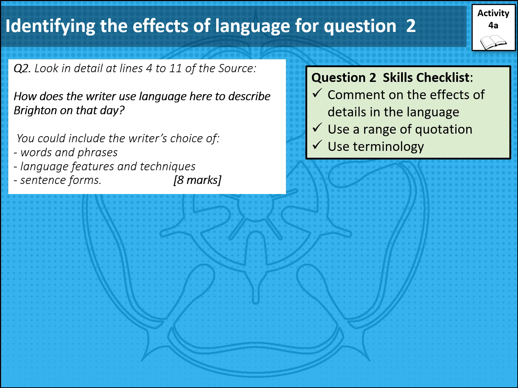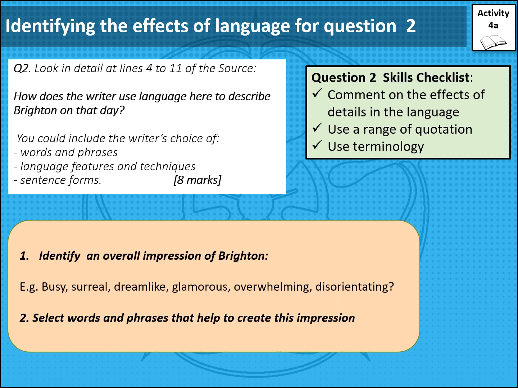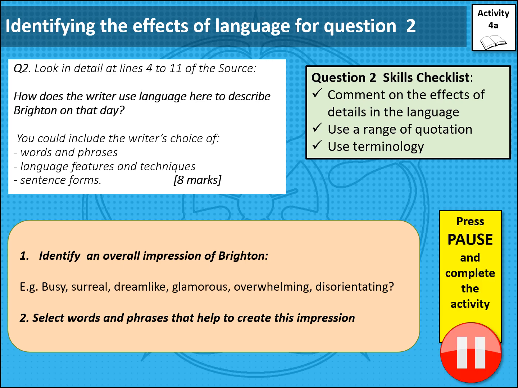To make sure you answer it well, you need to do your thinking in the right order. First, you need to use your skills to identify what overall impression of Brighton is being created. Some vocabulary has been suggested here for you, but you may have other ideas. Then you need to select the details in the language that have helped to create that impression. Use your highlighters here if you have them. Press pause, complete activity 4A, and then press play to move on.